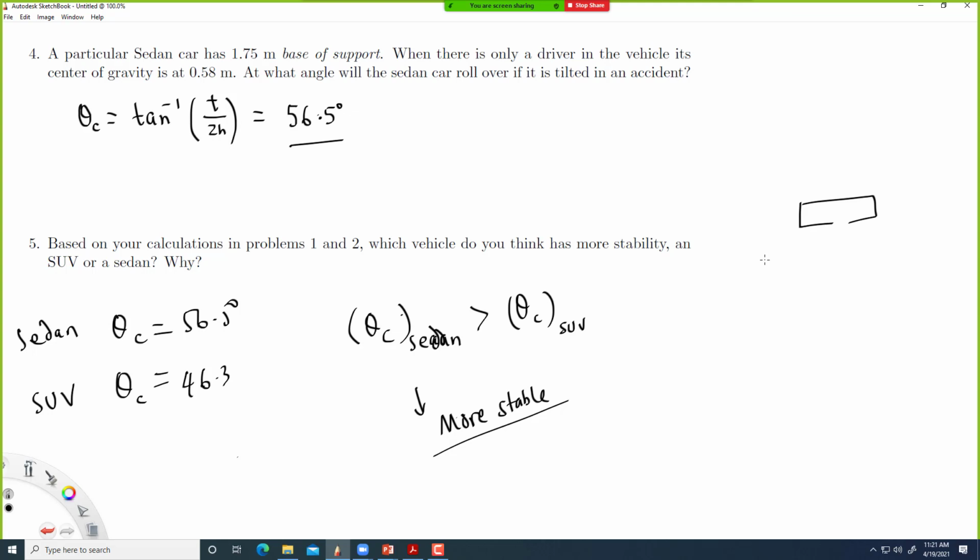Let's look at worksheet 18. So we talked about linear motion before, and we can pretty much use all those concepts to do the rotational motion problems. Okay.